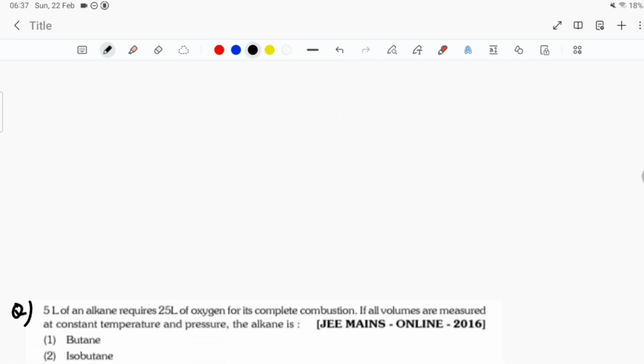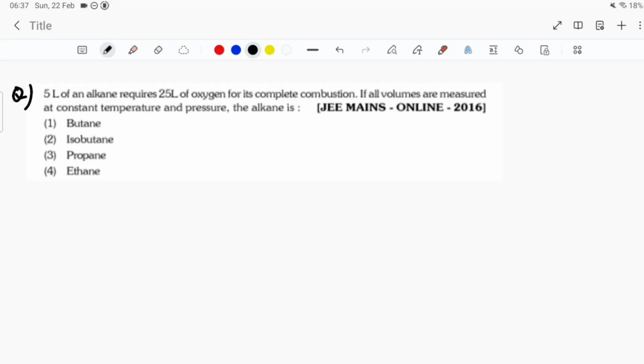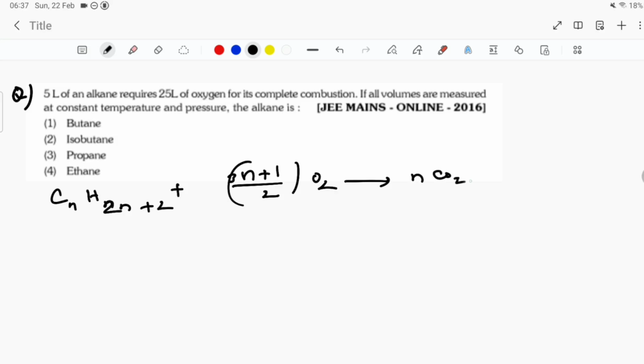Next question. 5 liters of an alkane requires 25 liters of oxygen for its complete combustion. If all volumes are measured at constant temperature and pressure, the alkane is. See, first of all, the alkane general formula you see. General formula of alkane is CnH2n+2. If I balance the reaction by using the general formula itself, which is giving nCO2 plus (n+1) H2O.